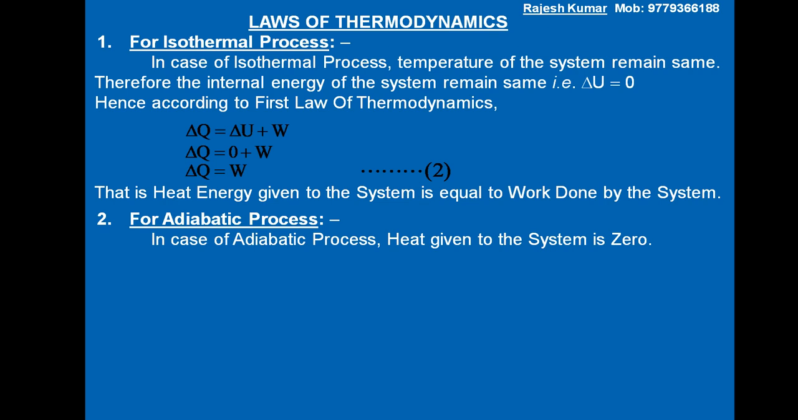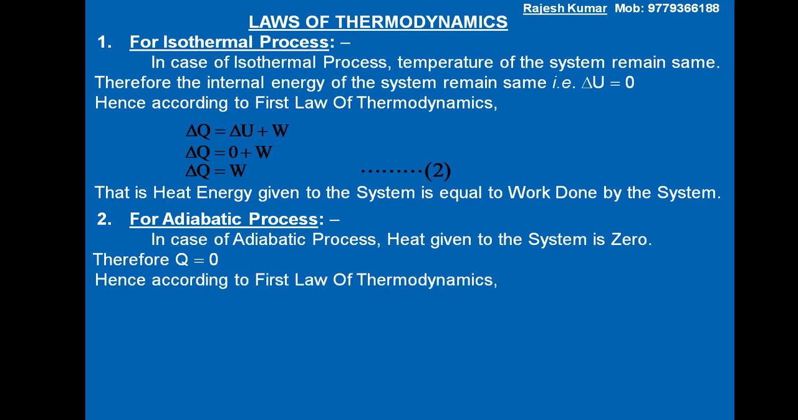There is no exchange of heat between the system and surrounding. Therefore, Q is equal to 0. Hence, according to first law of thermodynamics, delta Q is equal to delta U plus W, or 0 is equal to delta U plus W, or W is equal to minus delta U. Let it be equation number 3.